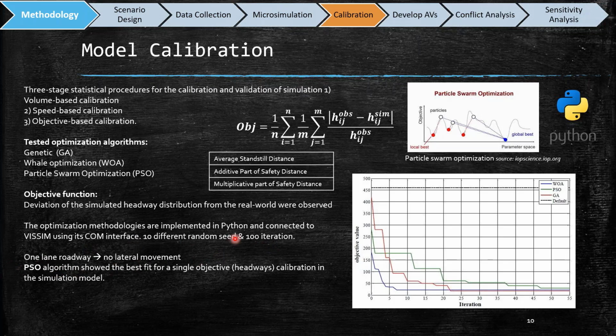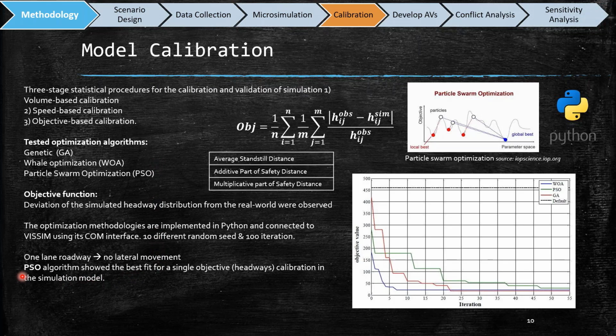The only reason that we use all these three for the test, and not go further with other algorithms, was that we only take longitudinal movement into consideration in our simulation and calibration. So we don't have any lane changing in this way.